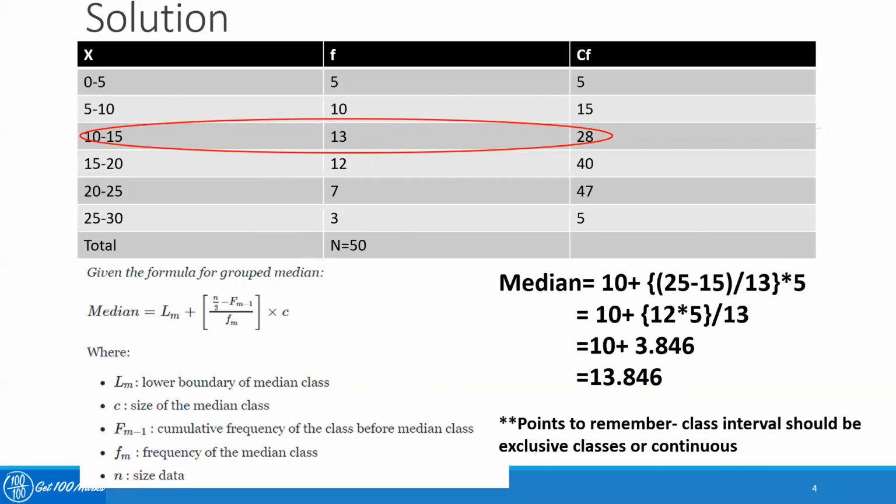That will be a little bit different, which I have discussed for calculating arithmetic mean also. The same thing I will discuss in my next video.